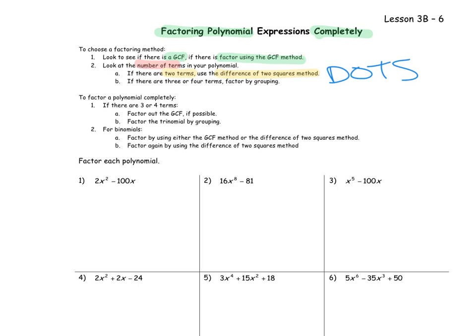Next step, if DOTS doesn't work, then we need to check the number of terms again that we have in our expression. If I have 3 or 4 terms, I'm going to want to look at factoring by grouping.